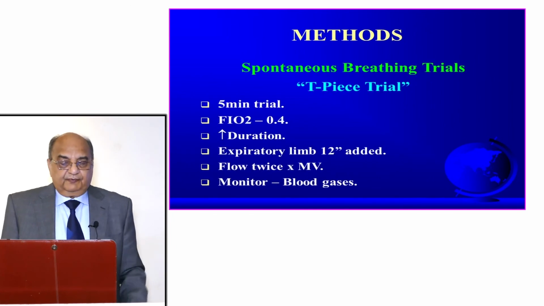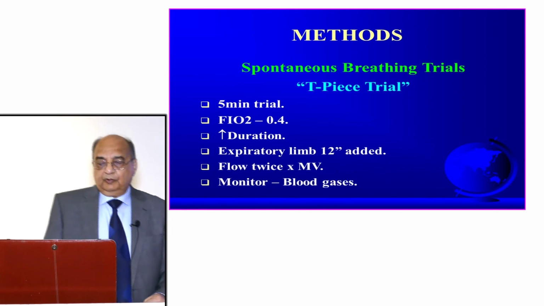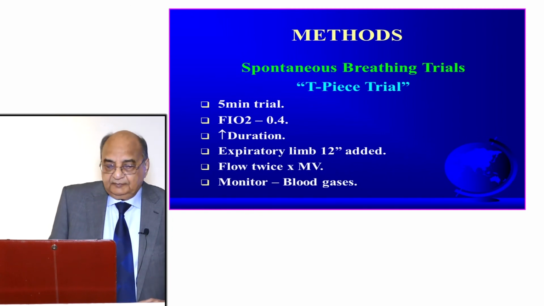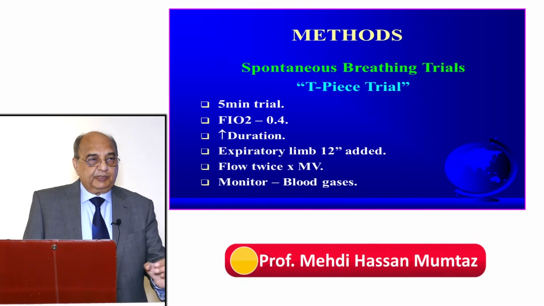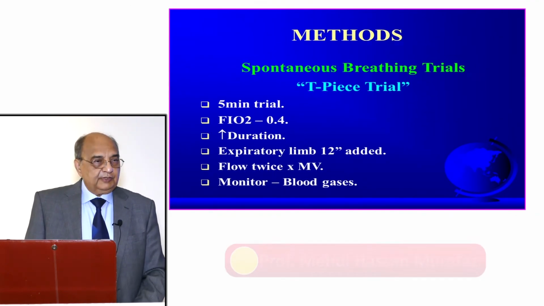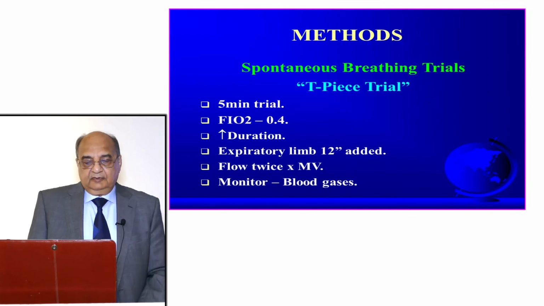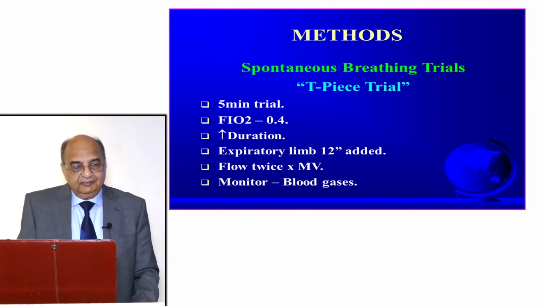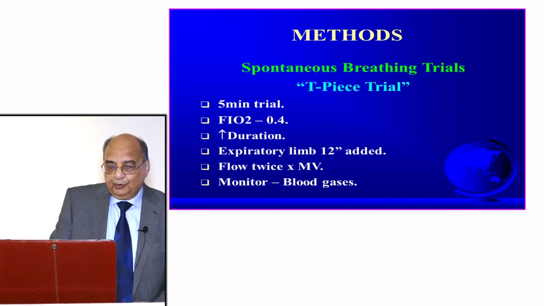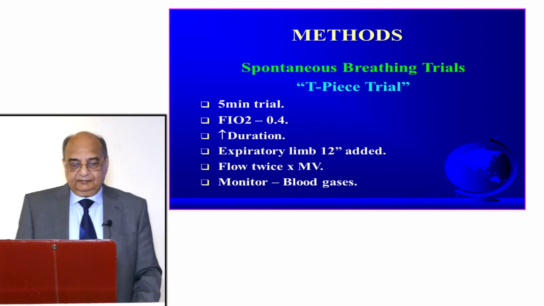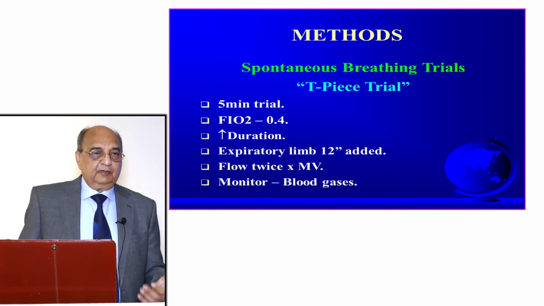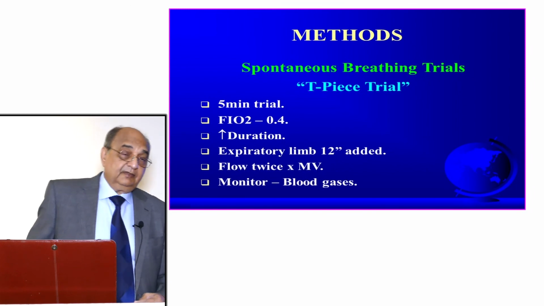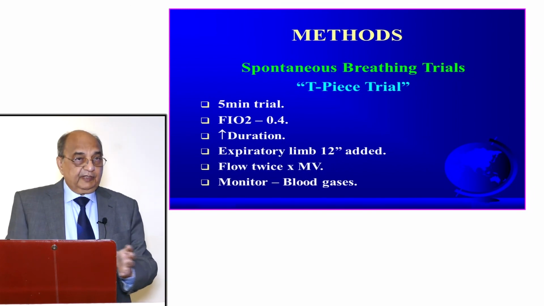Now this is a 5 minute trial. First of all, when you go on the spontaneous breathing trial, FiO2 should be a minimum of 40%. Then the duration should be increased gradually, and the expiratory limb should be bigger than the inspiratory limb. Then flow should be twice the minute volume. Then monitor the blood gases, because we want to see whether the patient is maintaining blood gases or not. So it's a different way of doing it.